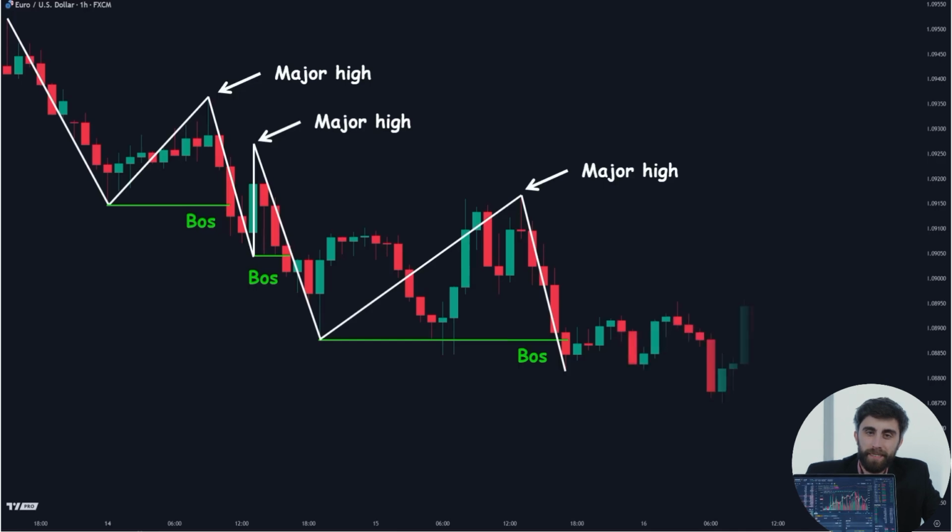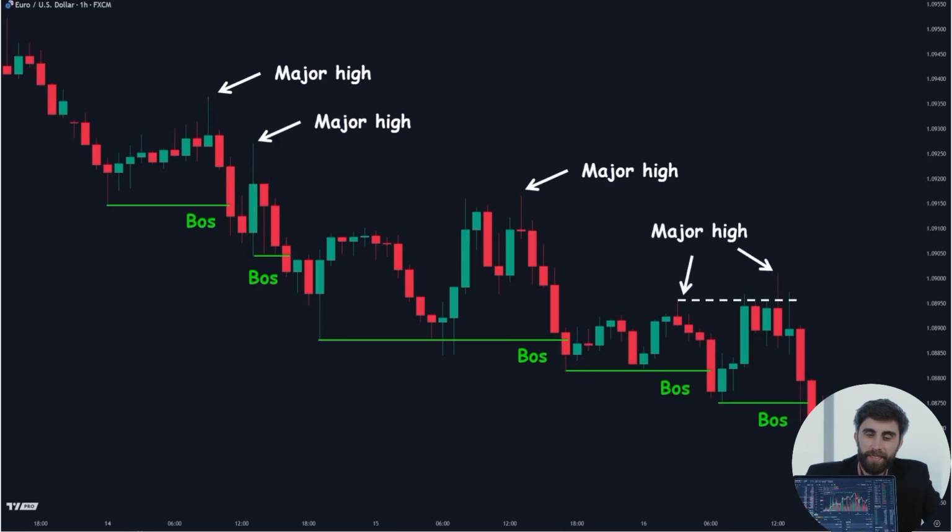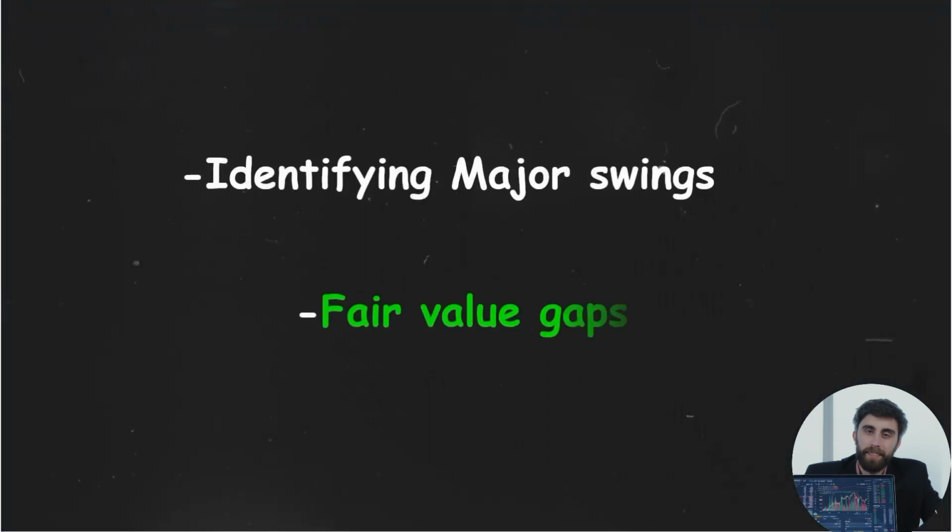We continue identifying major and minor swing lows until we get a valid change of character, signaling a reversal and shifting our bias to bullish. This was the first criterion for identifying a major swing, the origin of a break of structure. There are 2 more criteria that help us identify major swings and confirm the market direction. Number 2, fair value gap.